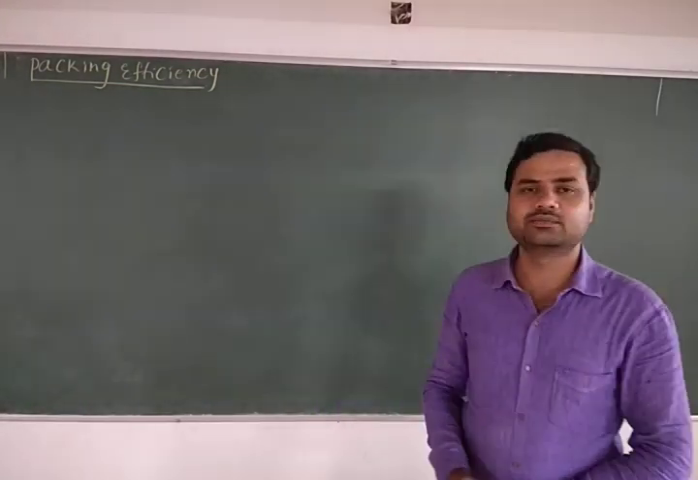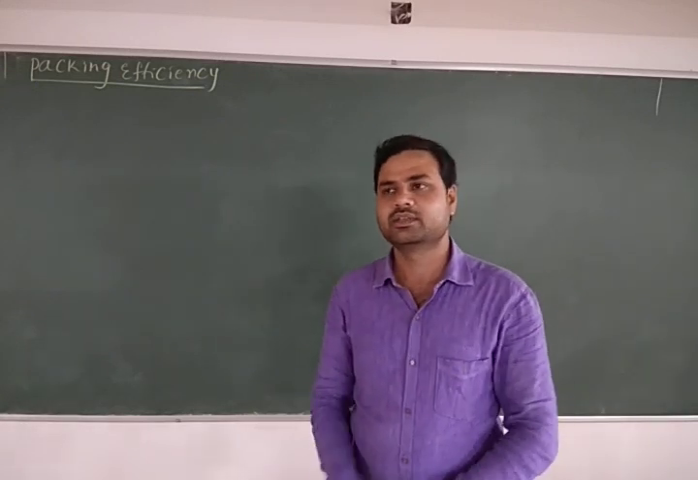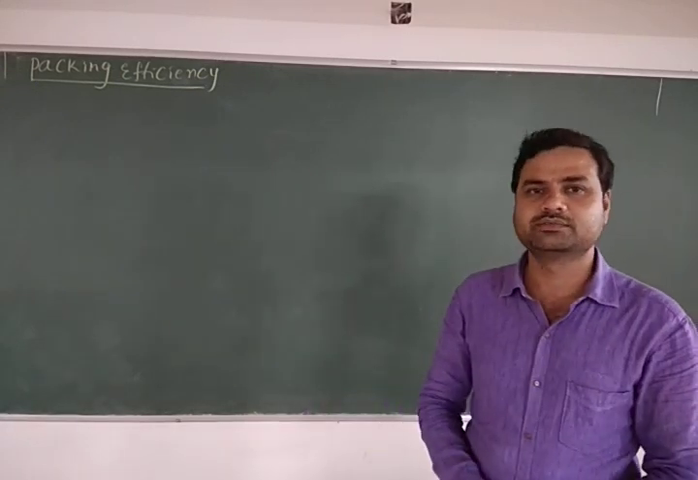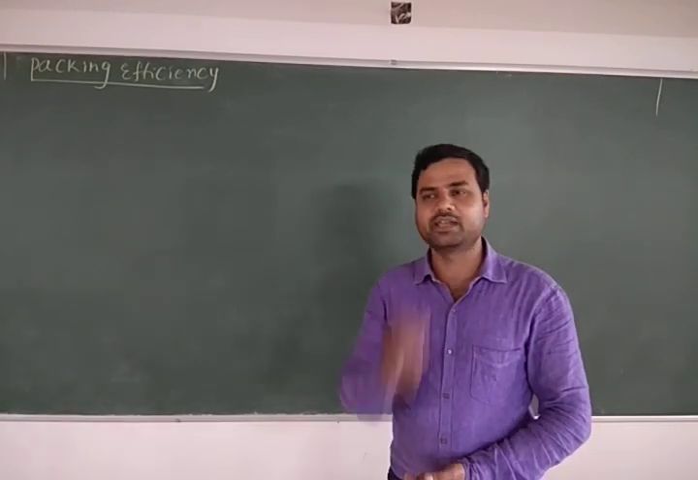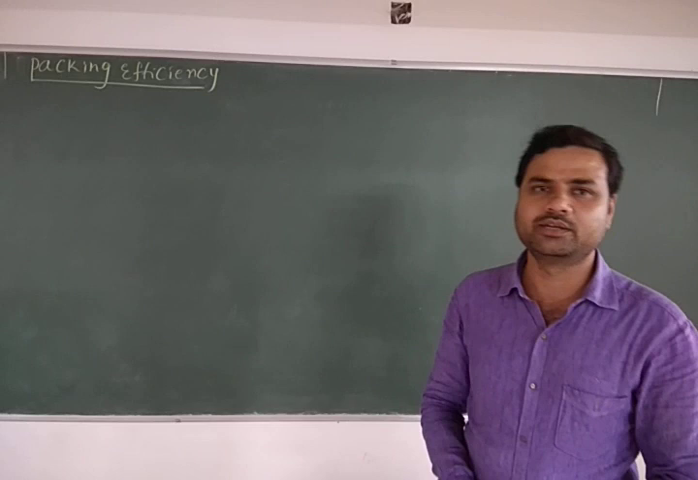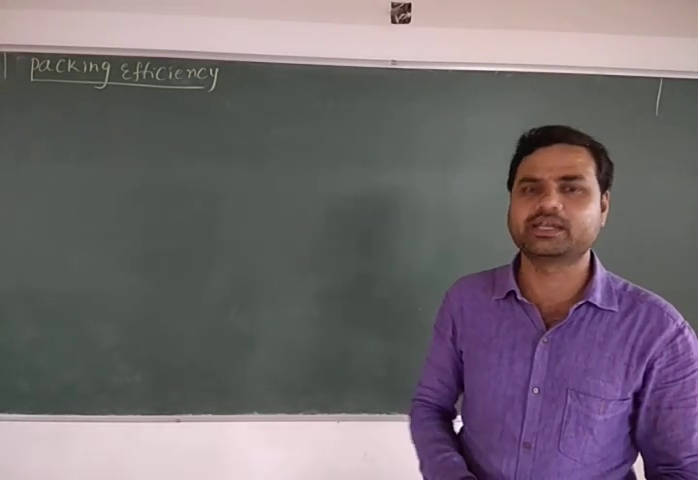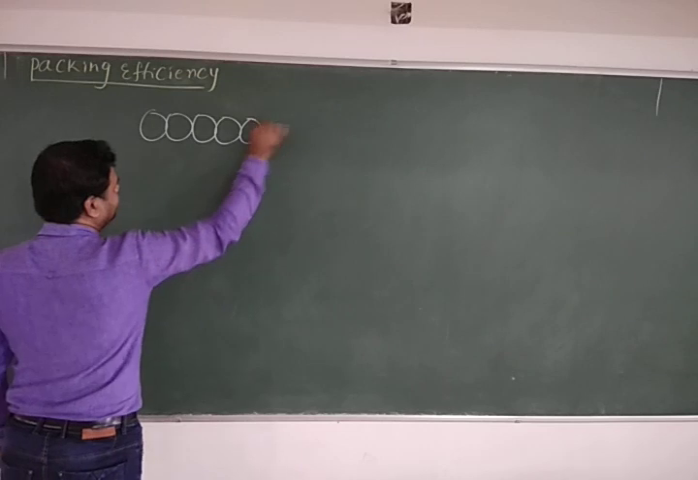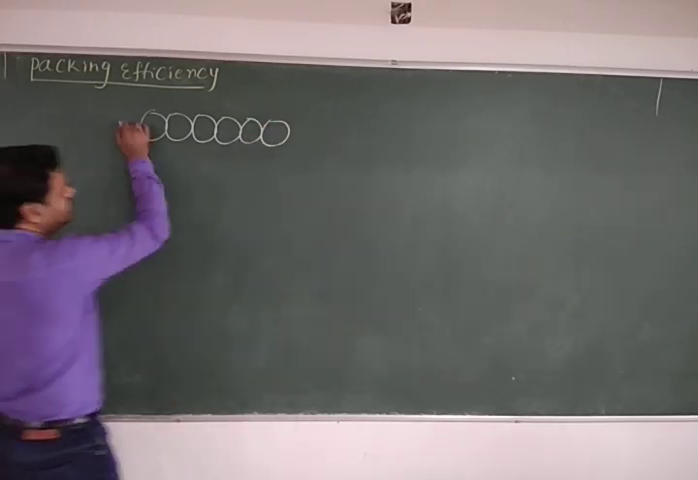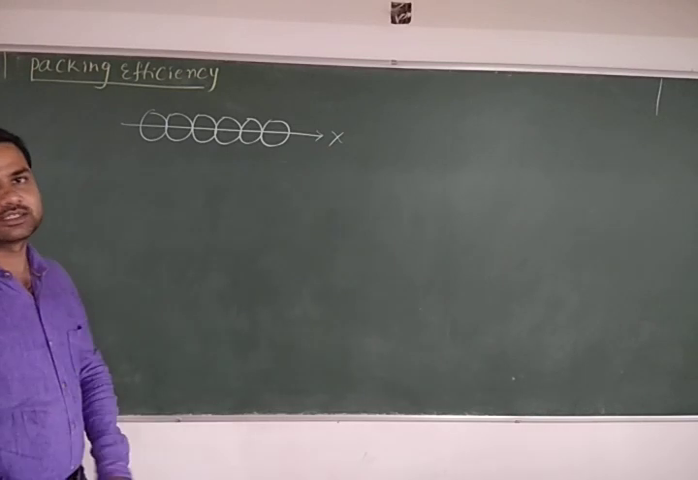In the previous class we discussed packing efficiency in one dimension, packing efficiency in two dimensions and packing efficiency in three dimensions. Here, packing in one dimension can be done in only one way. That is, we are placing the atoms only on the x-axis. For example, you see that like this we are placing the atoms only on the x-axis. So just imagine this direction is like an x-axis.